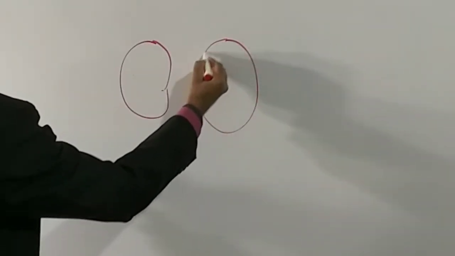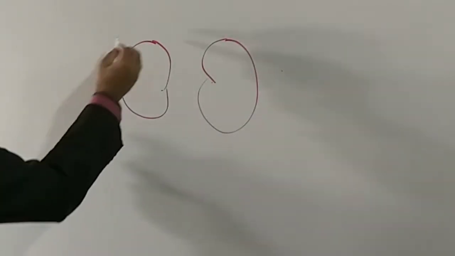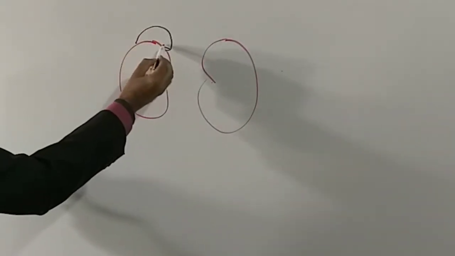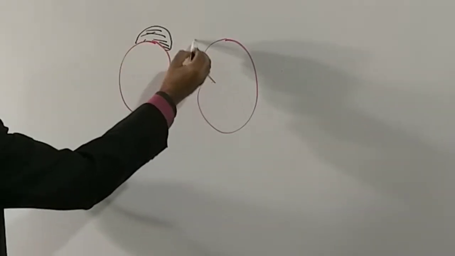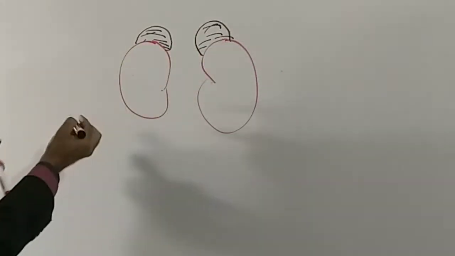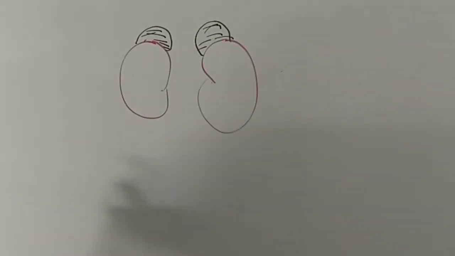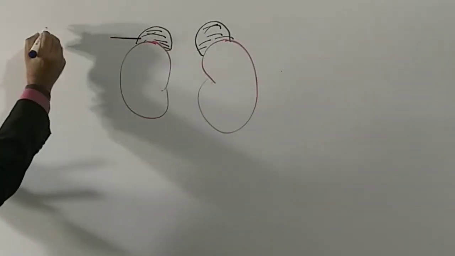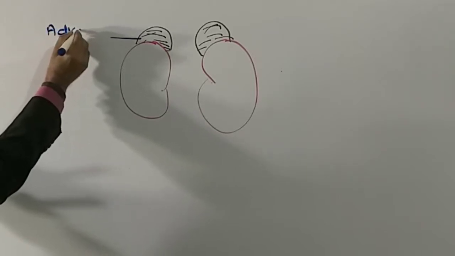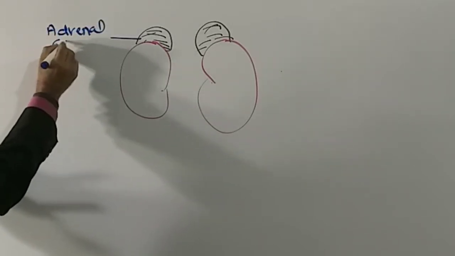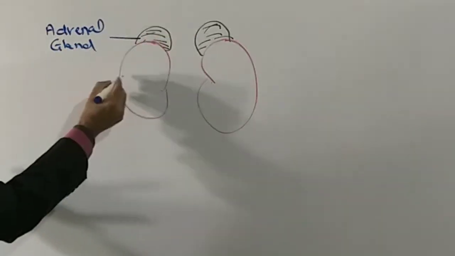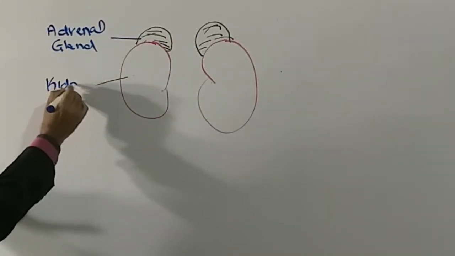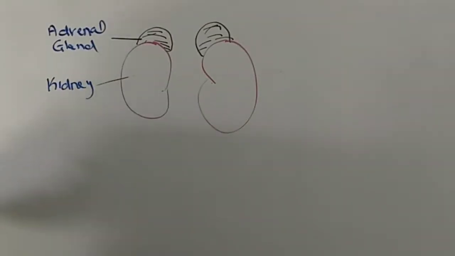If I make these two kidneys, these are two bean-shaped kidneys, and they have a small organ on top of them. These two are known as the adrenal glands. Let me write down the names. This is the adrenal gland, this is the right one and this is the left one. These are kidneys. So these adrenal glands can be divided into two parts.